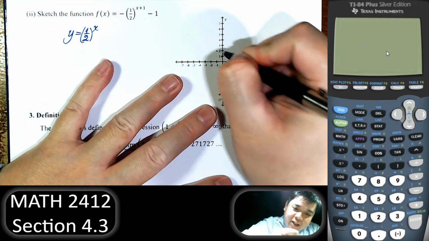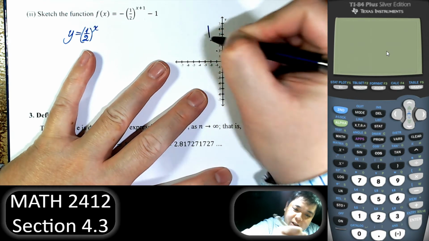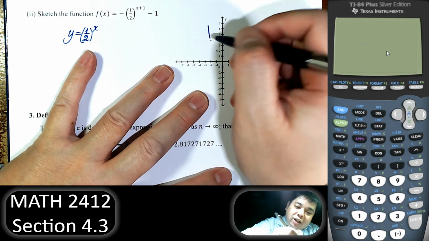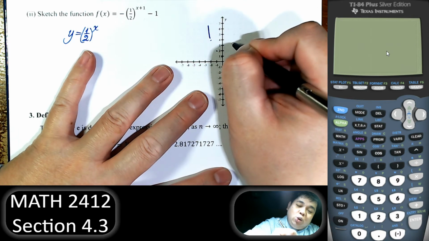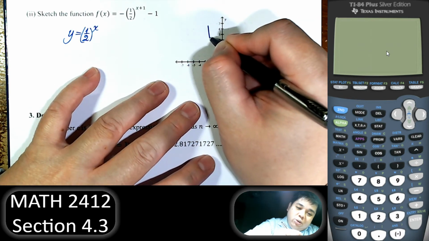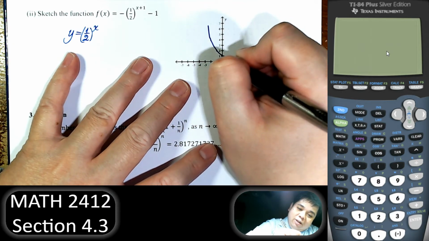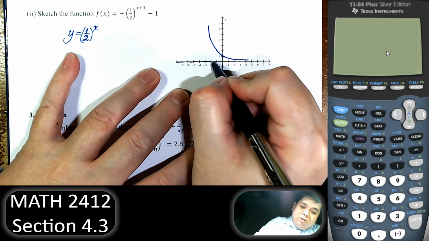So just do it mentally. Earlier we have 2 to the second power is 4, so from here just switch to the other side. Right, so we have that graph, and then of course the horizontal asymptote.